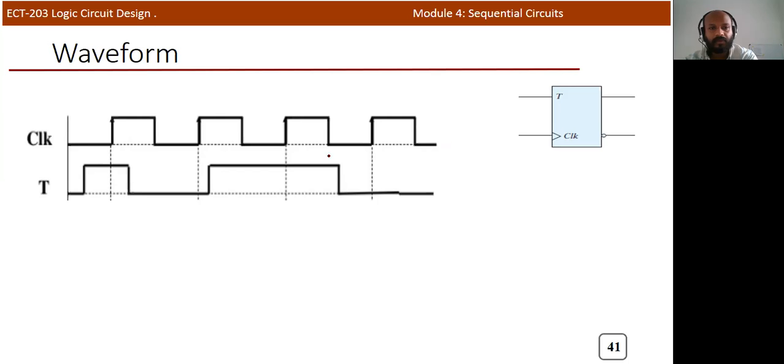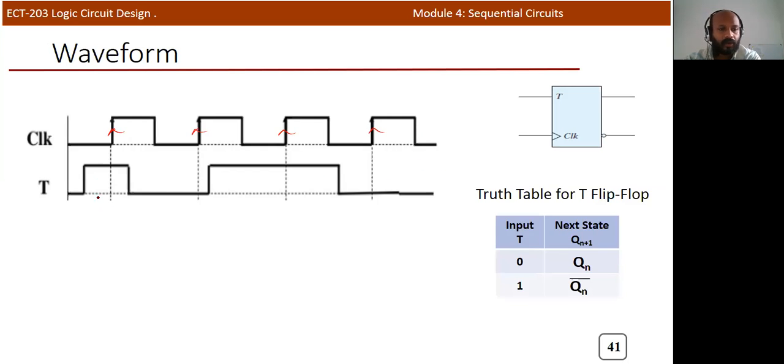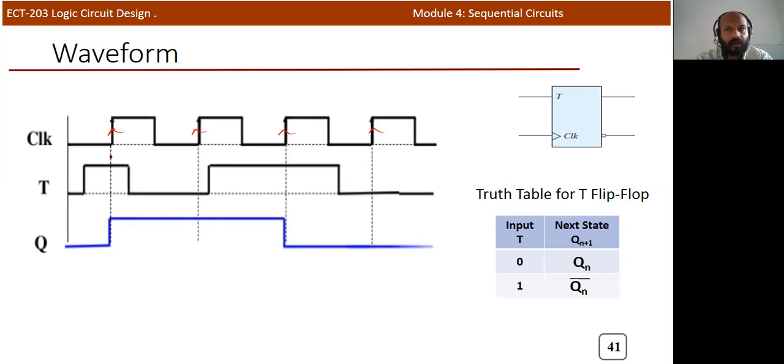Now we can verify the output waveform of this particular T flip-flop. Assume that this is a positive edge triggered clock we are going to apply. And this is the truth table of the T flip-flop. Now this is the T input given, and we need to find the corresponding output. So here during the rising edge of the clock, the T input is 1. Assume that Qn is 0 initially. So when the T input is 1, Qn plus 1 becomes the toggle output, Qn bar, which is equal to 1. So that's why the output is 1 here.